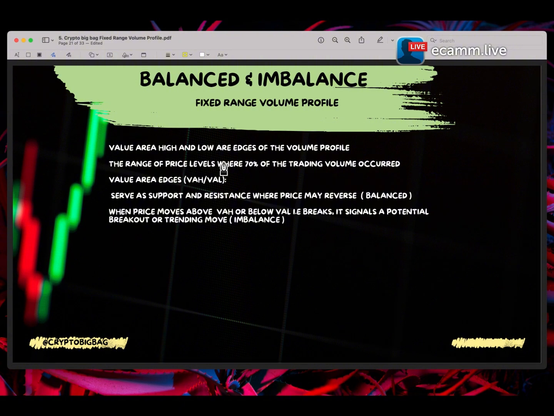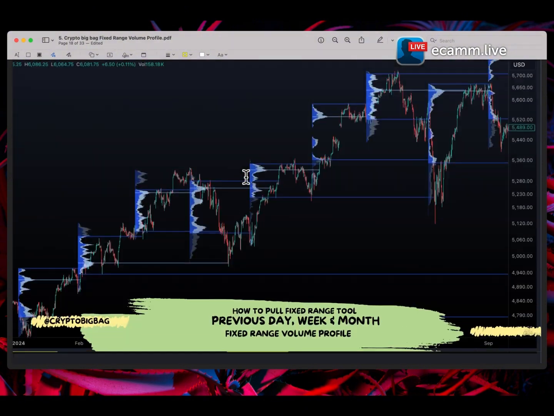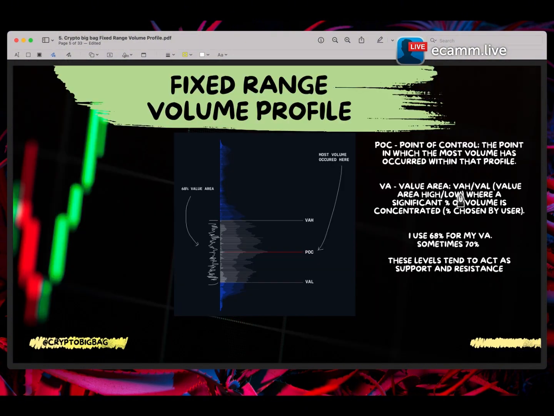Value area high and low are edges of the volume profile. They serve as support and resistance. This is the range of price levels where 70% of the trading volume occurred. That is where the value area high and the value area low are. Remember, I talked about this in the previous slide. The value area high and value area low are where a significant percentage of volume is concentrated, chosen by the user. Sometimes I use 68% or sometimes I use 70%.